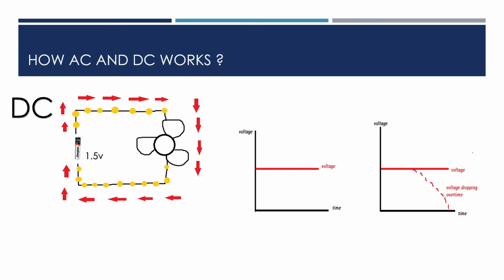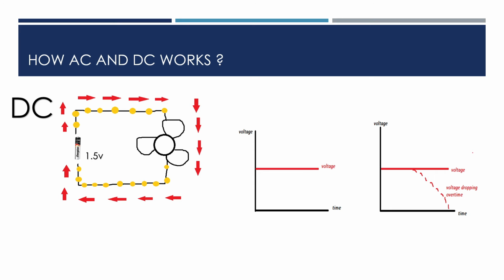And now, how AC and DC work. The first one is DC, or direct current. I'll give you an example of a DC motor that you will commonly see in a toy car. I put 1.5 volts into the circuit and the current begins to flow in a single direction, turning the motor. If we draw a graph, where the vertical axis is voltage and the horizontal axis is time, we can see that the voltage stays constant.